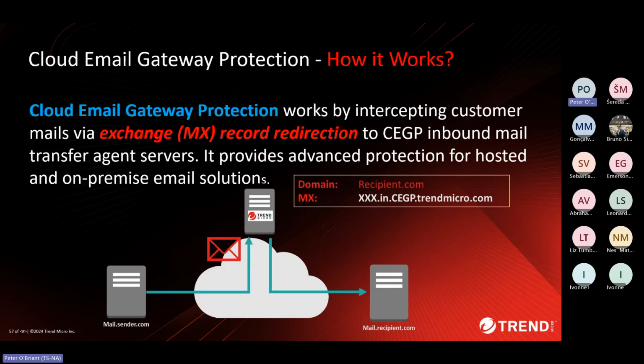So what this does, or how it works, is it's intercepting the emails through an Exchange record redirection. It's redirecting them to the cloud email gateway protection inbound mail transfer agent servers, and then does that protection and analysis that way. So it provides protection for both hosted as well as on-prem email solutions. You can see an example here.